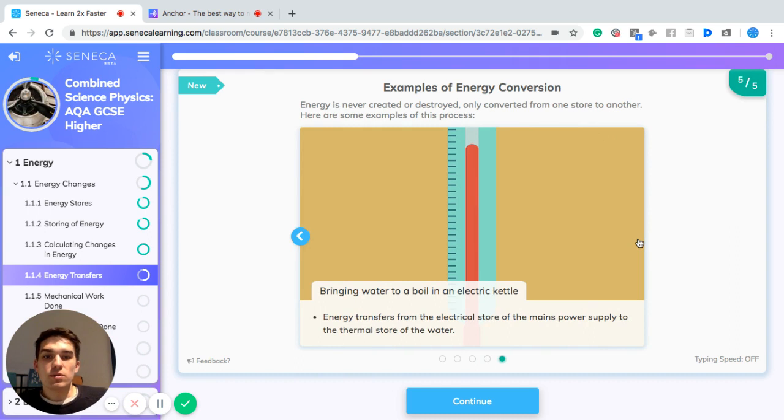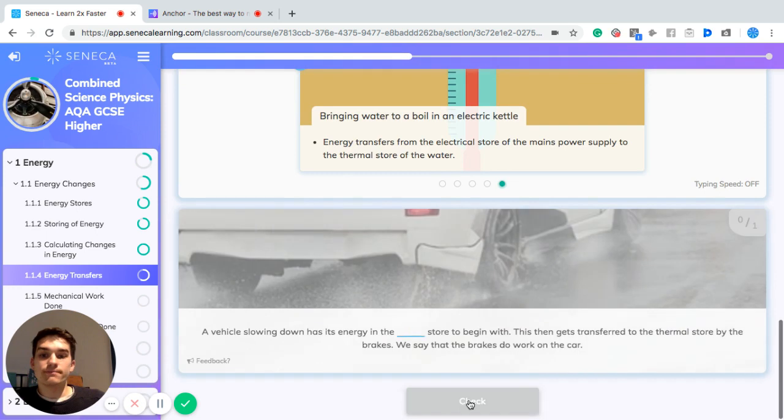Another example is bringing water to the boil in an electric kettle. Energy is transferred from the electric store of the mains power supply, and then to the thermal store of the water.